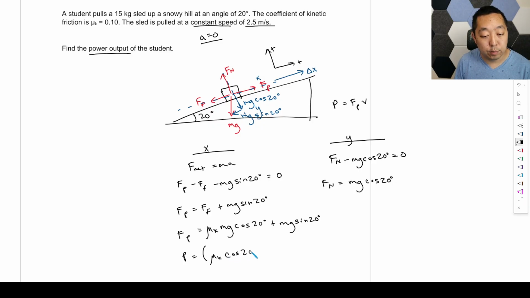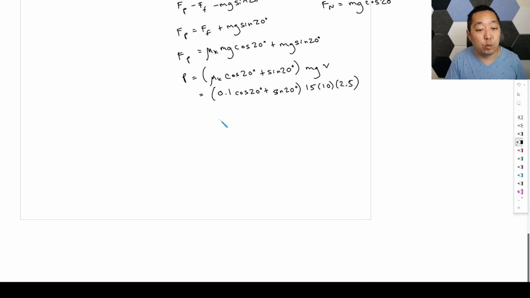Let's factor out a mg. And then times the velocity is going to be that power. So that's the expression here. Now we just got to plug in some numbers here. So that's 0.1 cosine of 20 degrees plus sine of 20 degrees times mg, which is 15 times 10 times 2.5. And then we'll just use the calculator to solve for that portion, right?